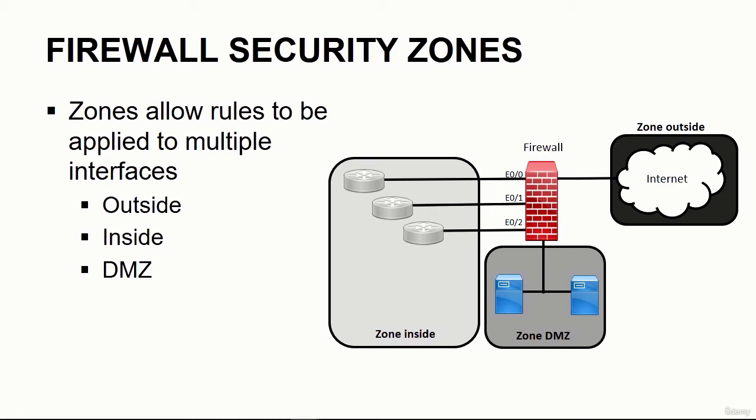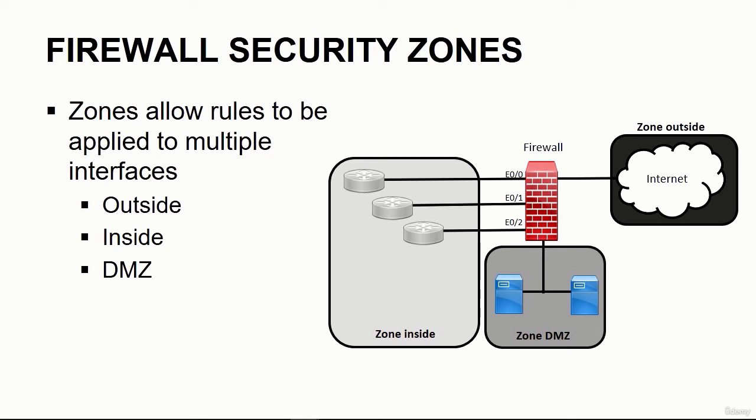A DMZ zone is where servers are placed if those servers need to be accessed by both internal users and by users on the internet. It's kind of an in-between zone between the trusted network on the inside and the untrusted network on the outside. And then, of course, there's an outside zone, which is the untrusted network, and an example of that would obviously be the internet.